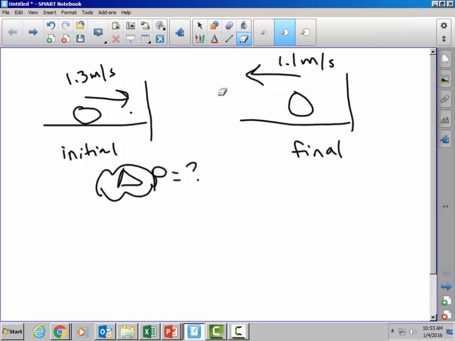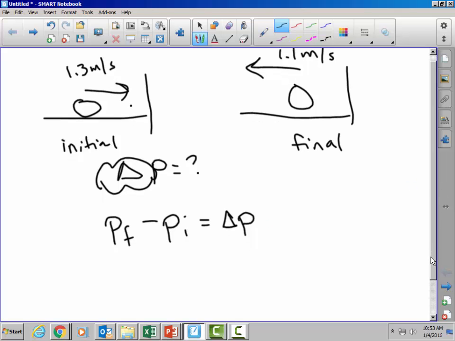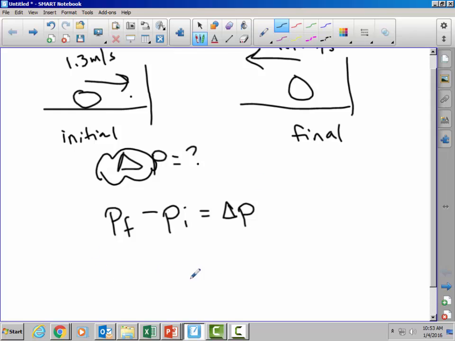The final momentum, let me go through this a little slower. So we have final momentum minus initial, and that will give us our change or our difference. So in this case, we have not only a velocity change, but we have a directional change, right? We have the ball traveling towards the wall, and then the ball is traveling away from the wall. So let's figure out our initial momentum. Initial momentum in this case is going to be the mass of the ball times its initial velocity.